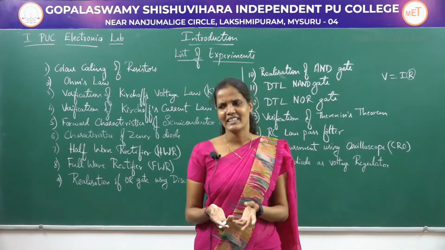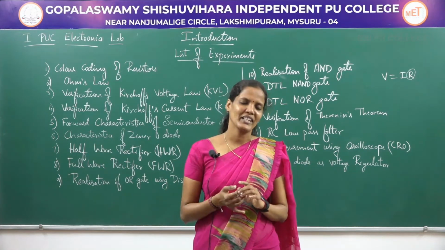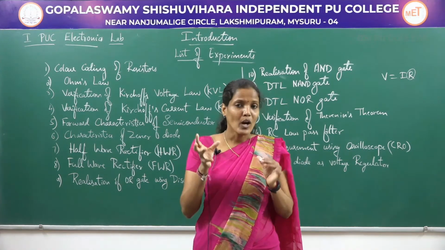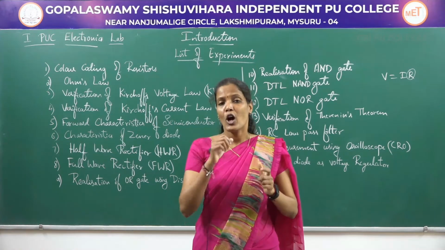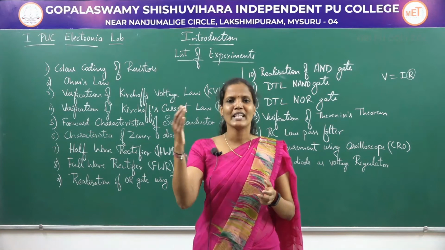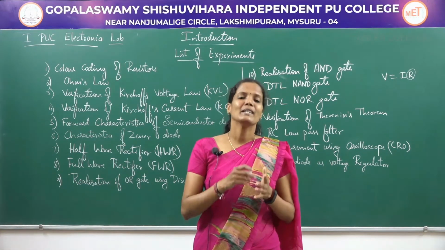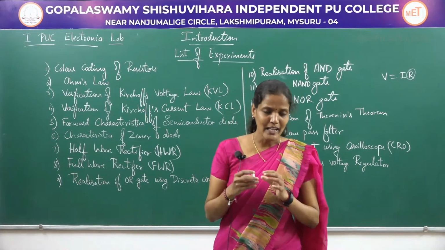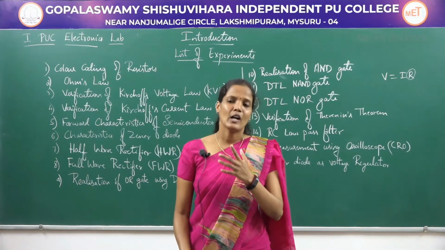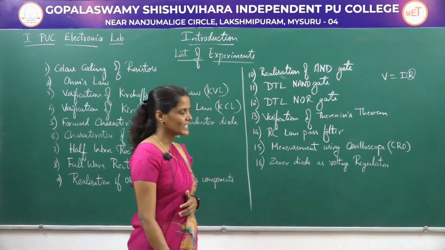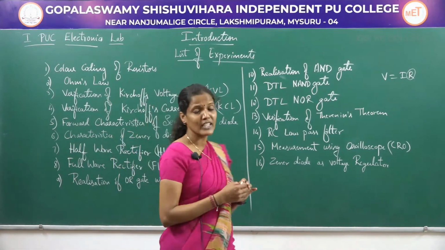What is biasing? Applying external voltage to semiconductor devices is biasing. So, what happens when voltage is applied to a semiconductor diode, or how the current and the voltage will vary, will be studied in this particular experiment graphically. With the help of a graph, we are going to study the behavior of voltage and current of one particular semiconductor device. Coming to the next experiment, that is characteristics of Zener diode.